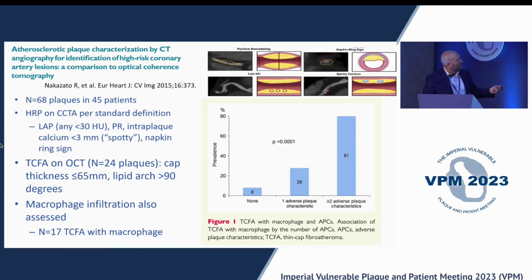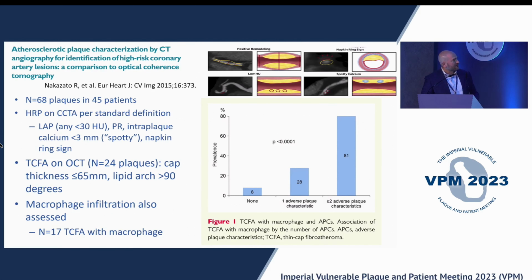This is some early work back from 2015, looking at 68 plaques in 45 patients. They classified high-risk plaques on CTA by a very experienced group using the standard definitions that you've heard today. And they looked at OCT. And what they found is, in fact, if you look at these, thin cap fibroatheromas comprised about 24 of the 68 plaques, they also looked at macrophage infiltration. If you look at TCFAs with macrophage infiltration, the majority of these plaques had at least 2 adverse plaque features.